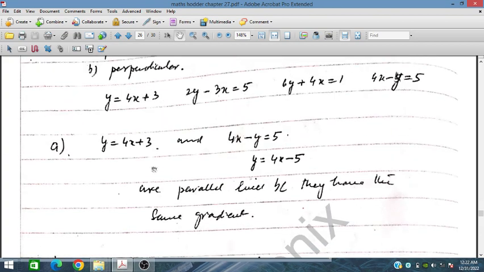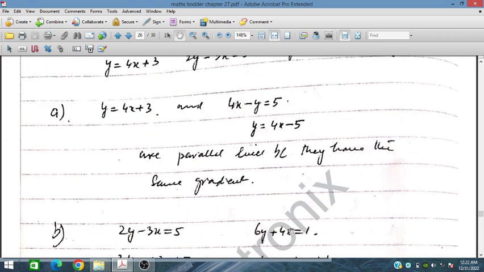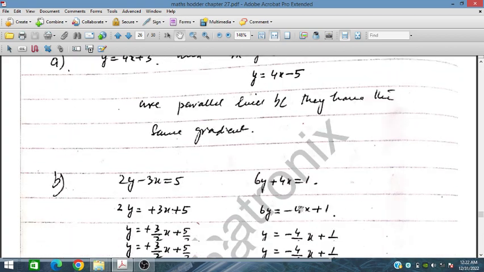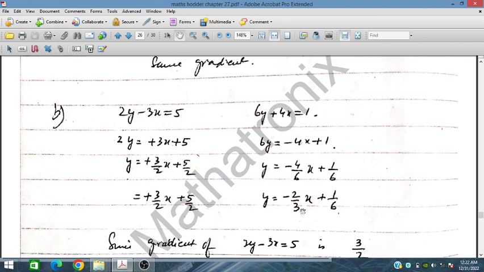For the next, 6y is equal to minus 4x plus 1. So y is equal to minus 2 upon 3 x plus 1. And the product of the gradients gives minus 1. So these two equations are perpendicular to each other.